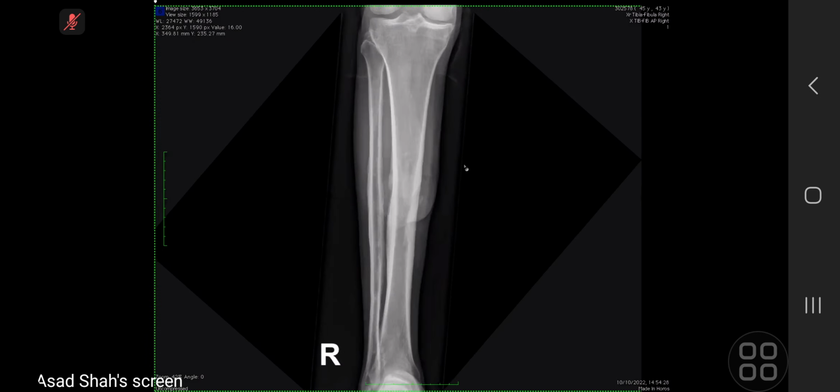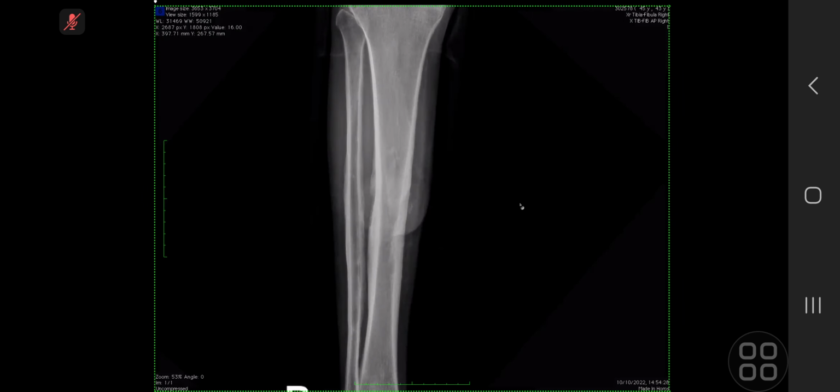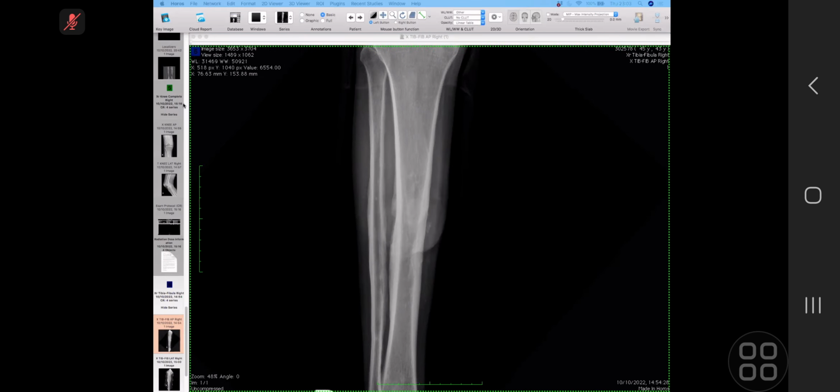Okay, that's the frontal projection for you. Well, on the frontal projection, there is a periosteal reaction on the lateral aspect of the tibial diaphysis. The associated soft tissue swelling is extending medially. Okay, good. All right. So what do you think?